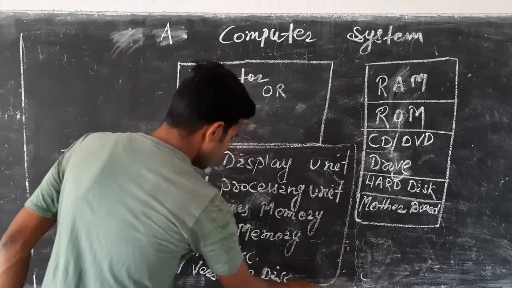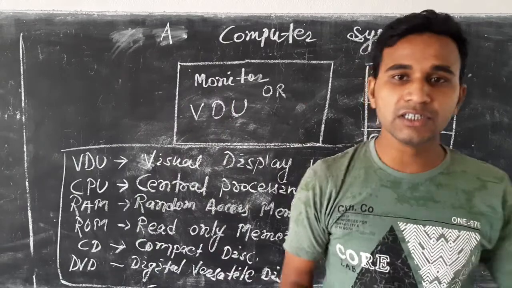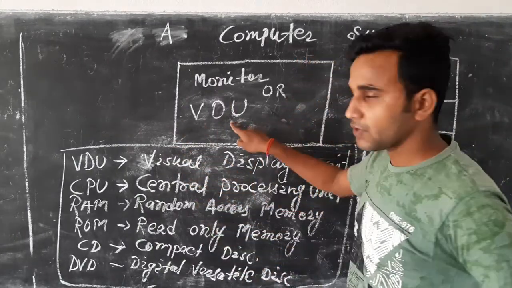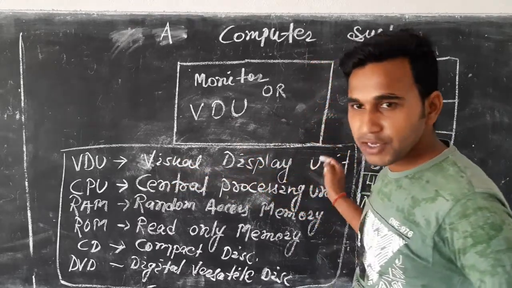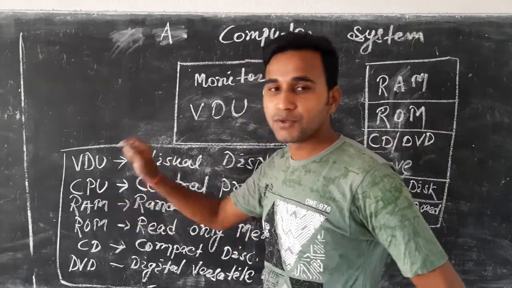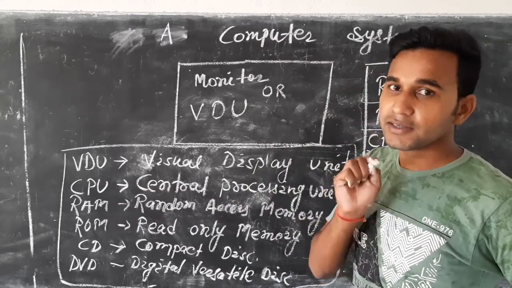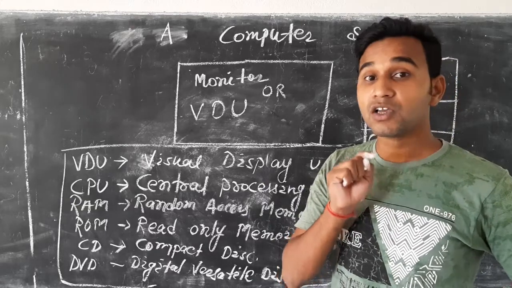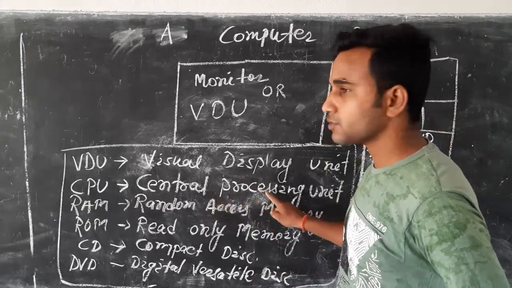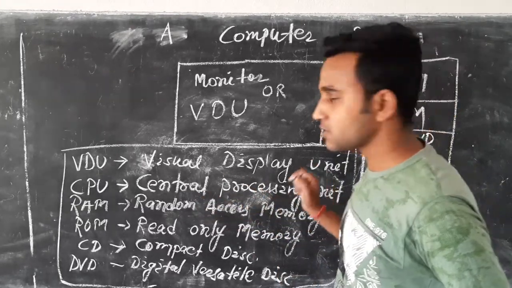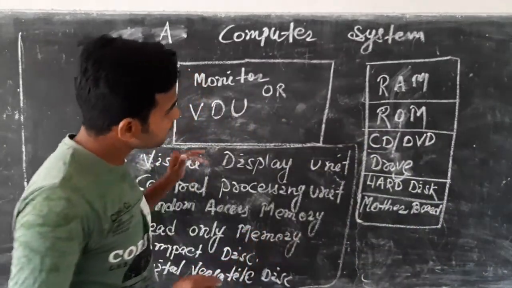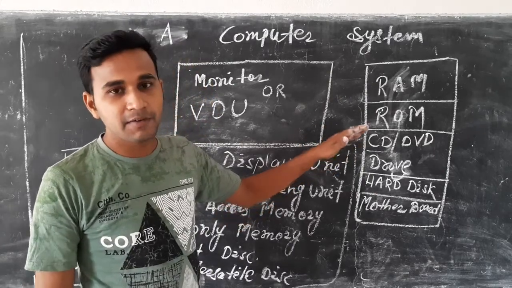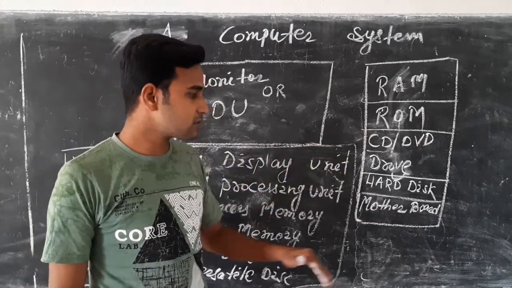So again, listen: VDU means the monitor. This is the output device. Its other name is visual display unit. Second thing is CPU. This is the processing device. CPU stands for central processing unit. It has many parts: RAM, ROM, CD and DVD drive, hard disk, motherboard.